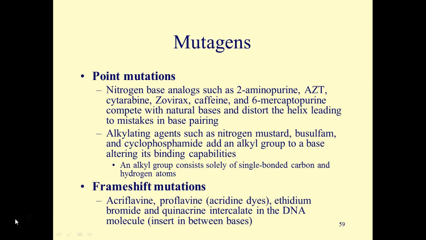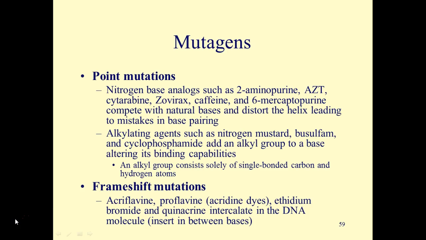Alkylating agents such as nitrogen mustard, which was used as a gas in World War I, busulfan, and cyclophosphamide are going to add an alkyl group, which is a single bonded carbon and a hydrogen, to a base, and this alters its binding capabilities, altering its means of making hydrogen bonds. So point mutations are going to be a single change in the DNA, perhaps one or two. We don't see a great number of bases being changed with these mutagens.